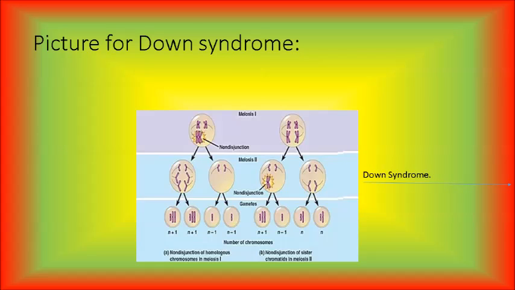Now we will take a close look at genetic diseases from pictures. First of all, the picture for Down syndrome. The first two cells in the last row show us how this cell has an extra chromosome. The second two cells show us that there is one chromosome instead of two.